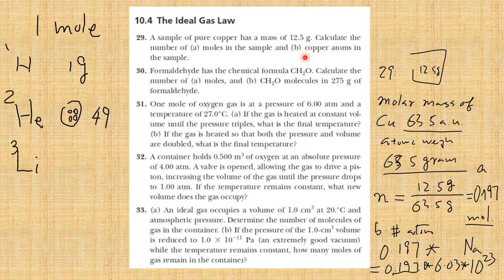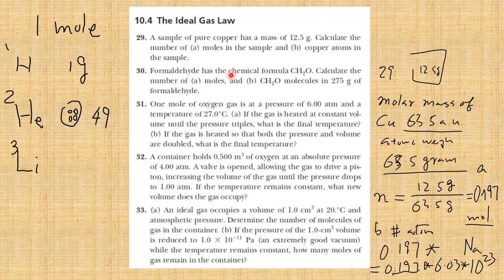Now the second question: how many copper atoms are in there? That's easy. That's simply multiplying the number of moles with that magic number, 0.197 times 10 to the 23, which is a large number. I don't need to multiply that, so I'm not going to work it out. It's the same idea.